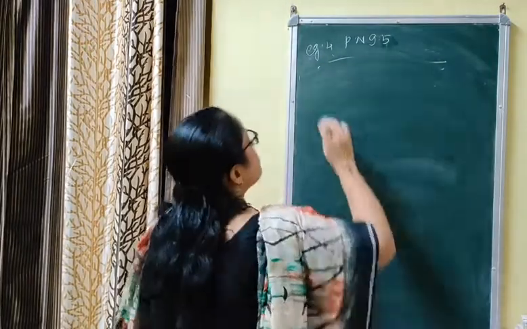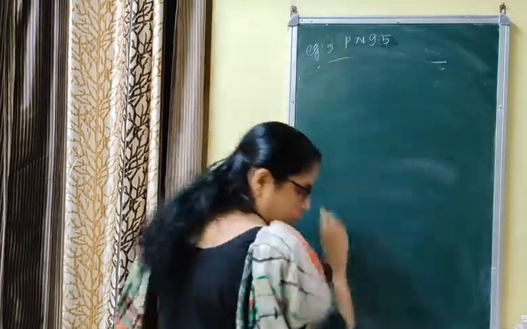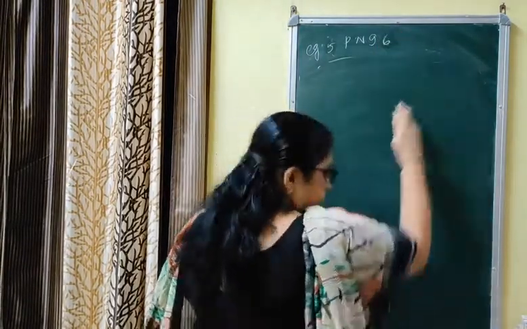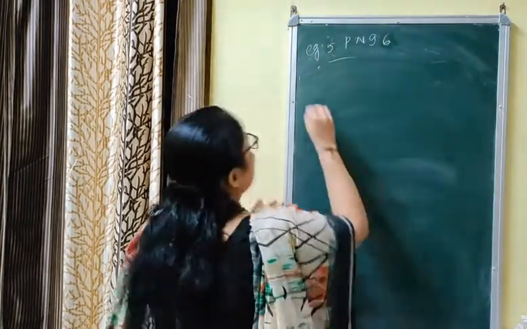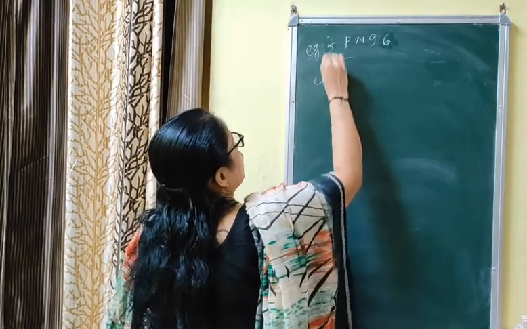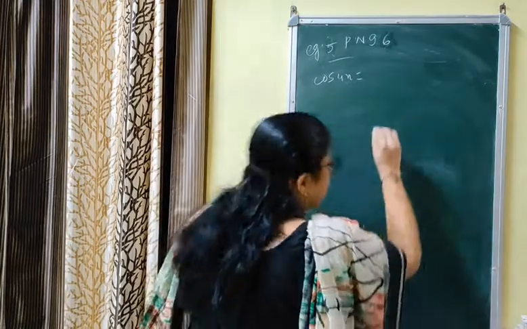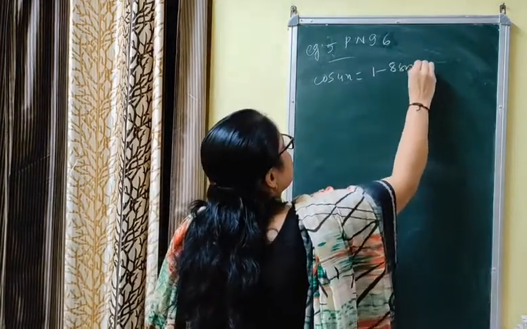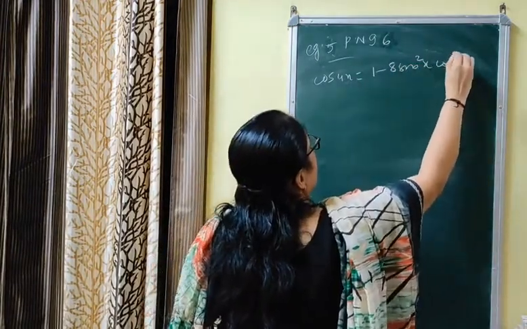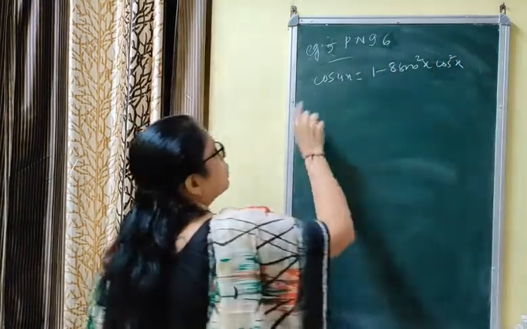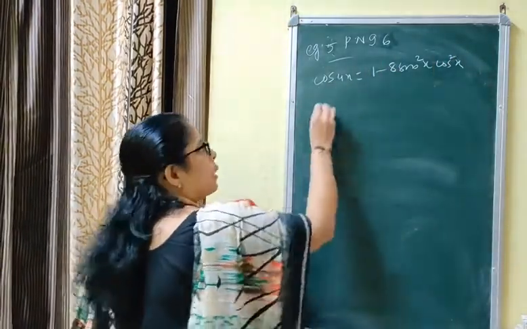Next question is example 5, page number 9.6. I am reading the question. Question is prove that cos 4x is equal to 1 minus 8 sin square x cos square x. क्वेश्चन मिलते हैं आपको, दिमाग में आना चाहिए इसको cos 2x का फॉर्मूला अप्लाई करना है.